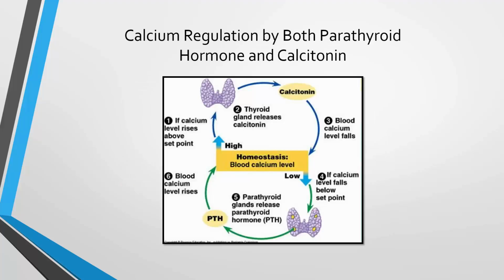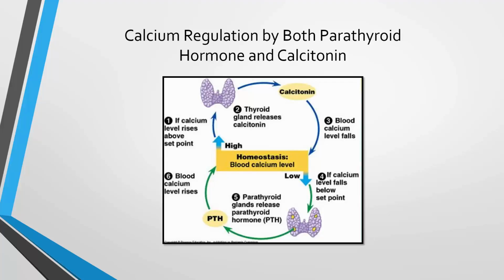Now, calcium is actually regulated by both parathyroid hormone and calcitonin. So if you follow along on this schematic here, if we start at 1, if calcium levels rise above a set point, the thyroid gland releases calcitonin, which actually inhibits osteoclasts. And if you remember, they break down bone. So if you inhibit them, you're going to cause the blood calcium levels to fall.